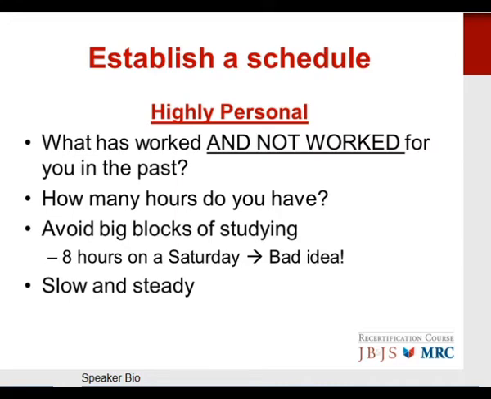Have a critical assessment. How many hours do you really have between your practice and your personal life to devote to scheduling to this? What I would recommend against, however, is avoiding big blocks of studying, such as 8 hours on a Saturday. You are trying to cram too much information, and adult learning theory suggests that that is not an effective strategy. A slower, steadier daily approach is more likely to be beneficial based on adult learning theory.